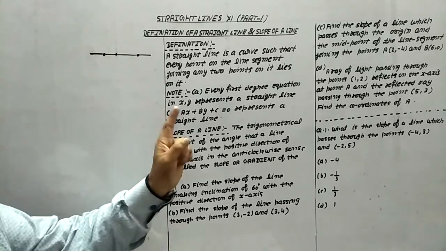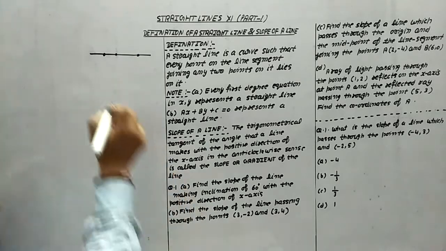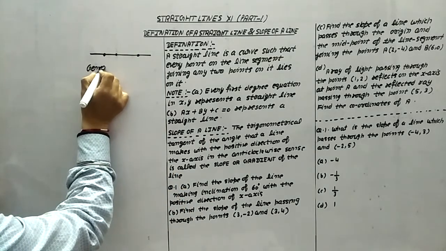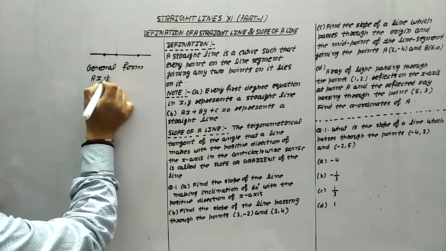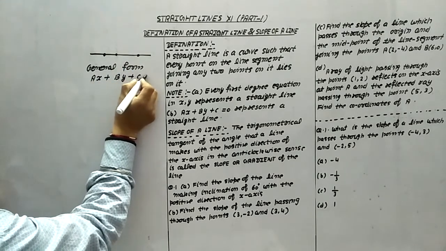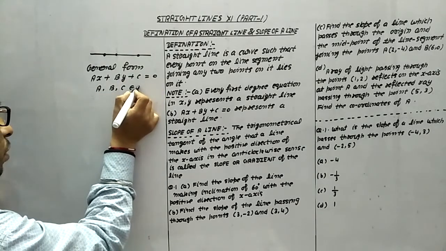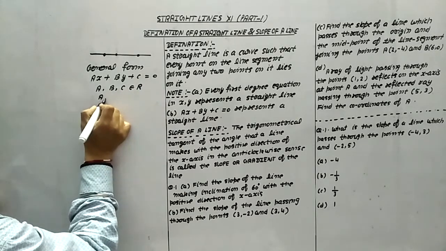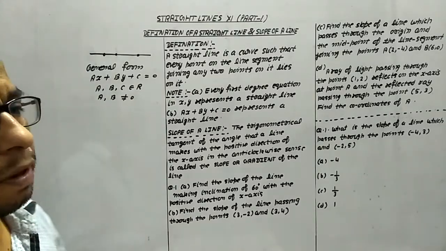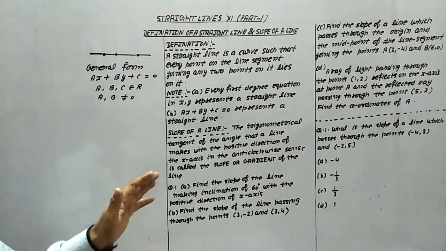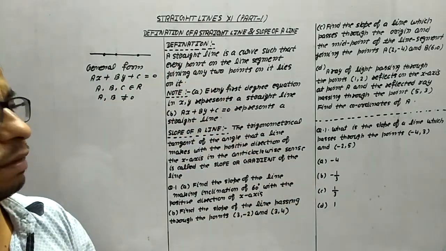Now every first degree equation in x, y represents a straight line. It means we can say that the general form of the equation of a straight line is ax plus by plus c equals 0, where a, b, c belong to real numbers, and a and b are not both equal to 0. So this is the general form of the equation of a line.